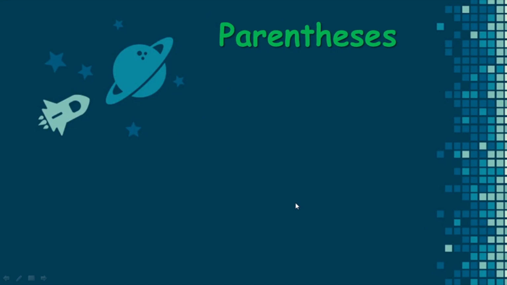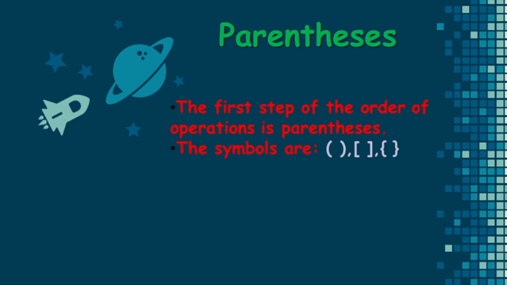Now we'll talk about parentheses. The first step of the order of operations is the parentheses. As we said, it's the first step. We have the symbols for the parentheses, which are this one, and this one, and this one. Brackets or parentheses sometimes, and there are a lot of symbols.